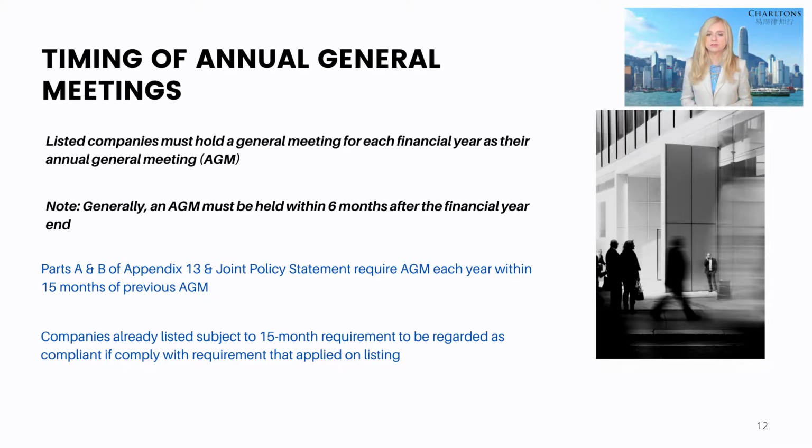This standard is based on the Hong Kong Companies Ordinance and the mandatory provisions applicable to PRC companies, Parts A and B of Appendix 13 to the Hong Kong Exchange's listing rules, and the Joint Policy Statement's key shareholder protection standards, which currently require the companies to which they apply to hold an AGM each year within 15 months of the previous AGM. Companies already listed on the Hong Kong Exchange, which are subject to this 15-month requirement, will be regarded as compliant with this core standard if they comply with the requirement that applied to them at listing.